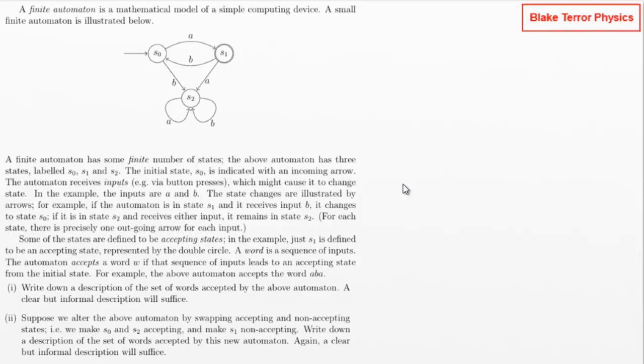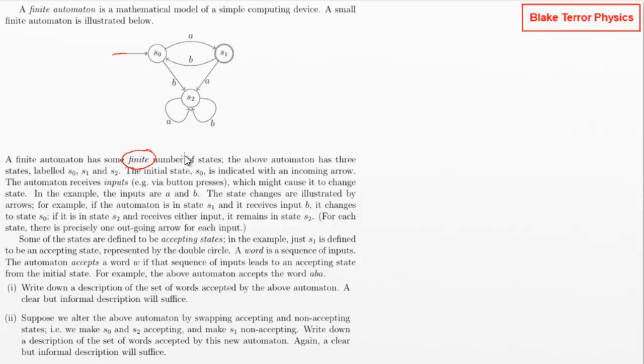A finite automaton has some finite number of states. Right, they've mentioned finite 4 times already, so I'm going to circle that because that seems to be important. The above automaton has 3 states, so S0, S1, S2, the 3 things in the circles, although S1's got a double circle, interestingly. Initial state S0 is indicated with an incoming arrow.